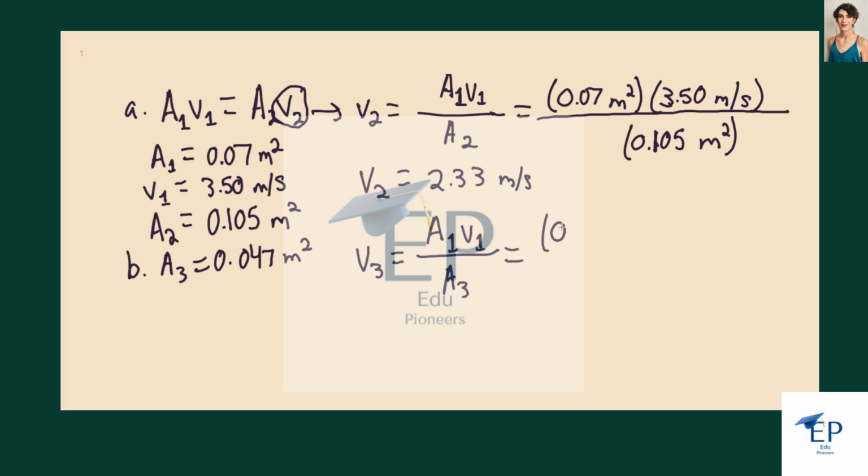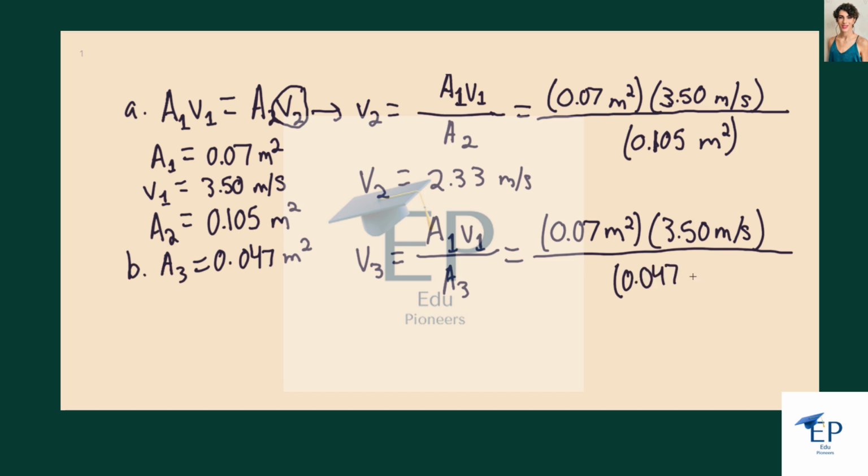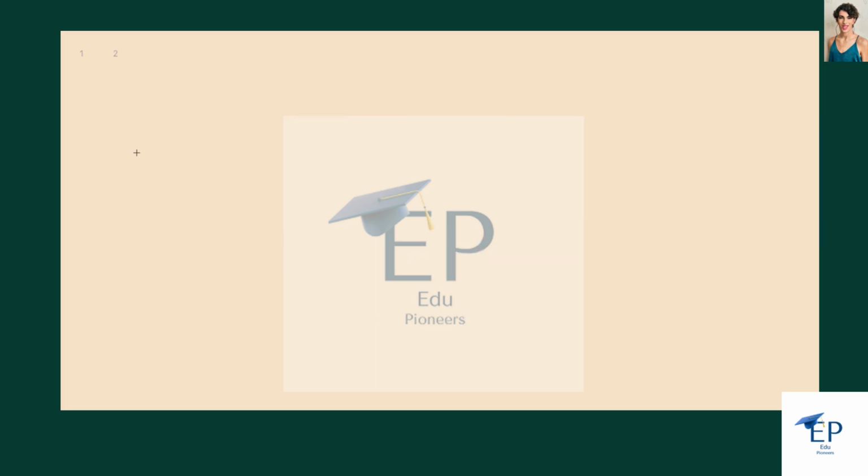Plugging in for our constants, we have 0.07 meters squared, once again 3.50 meters per second divided by the cross-sectional area. And here, this is going to be 0.047 meters squared. So the velocity in this third section is going to be 5.21 meters per second.